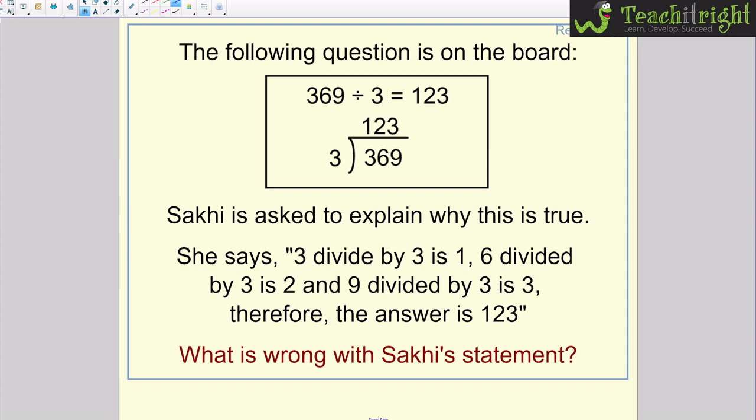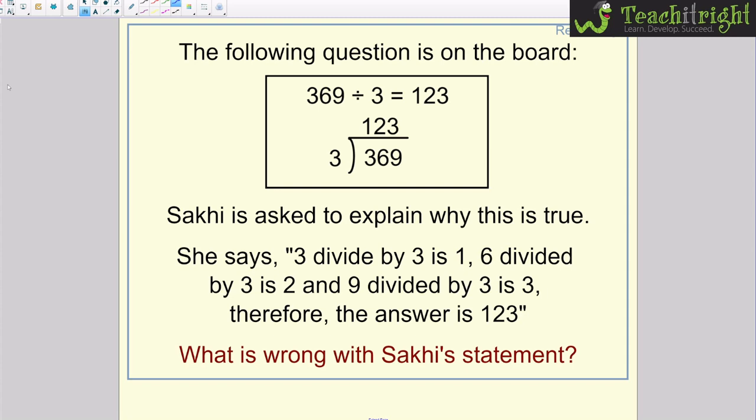So, imagine the following question was set up on the board at school in front of you. Saki has been asked to explain why this is true. And she says the 3 divided by 3 is 1. The 6 divided by 3 is 2. And 9 divided by 3 is 3. Therefore, the answer is 1, 2, 3. What has she gotten wrong? What has she gotten wrong with this statement? She's close, but what has she said wrong? Pause the video here, have a go, write it down, or have a talk about it with anyone with you, and then I'll reveal the answer when you click play again.